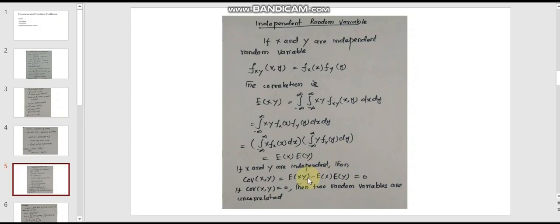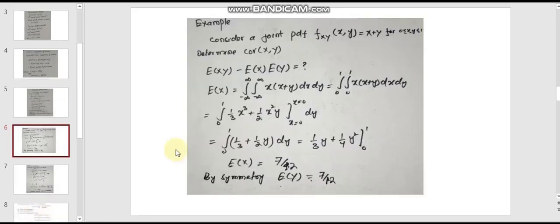Here the reverse is not true. If the covariance of the x and y random variables is equal to 0, it is not necessary that x and y are independent. The converse is not true: when the covariance is equal to 0, it is not necessary that both random variables are independent. Now let's move to the examples.